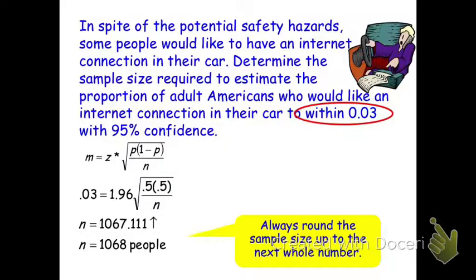Even if it were like 0.0001, you would still round up.